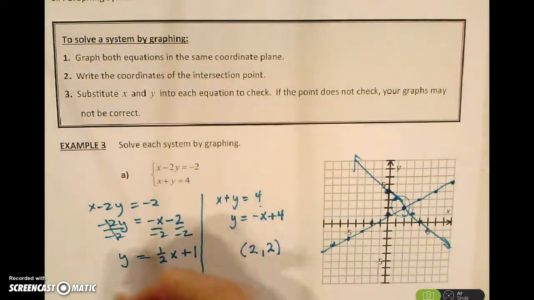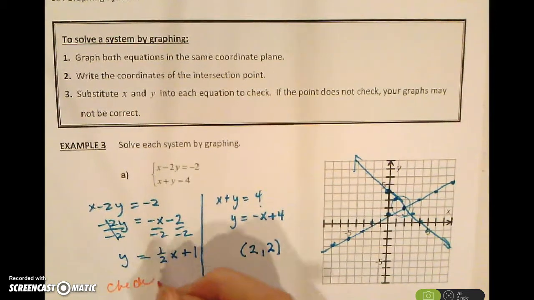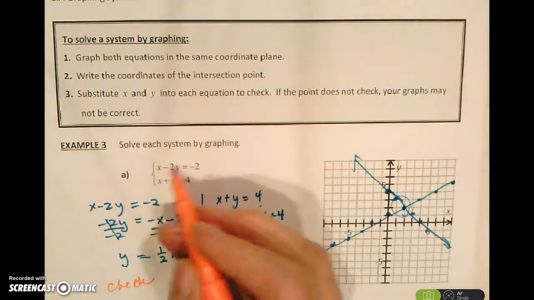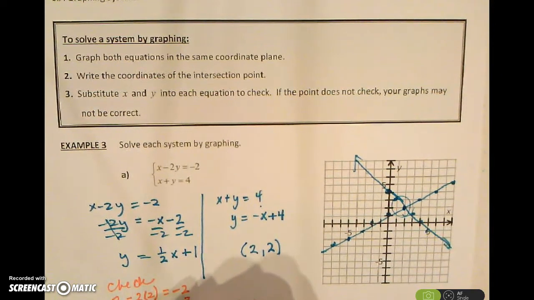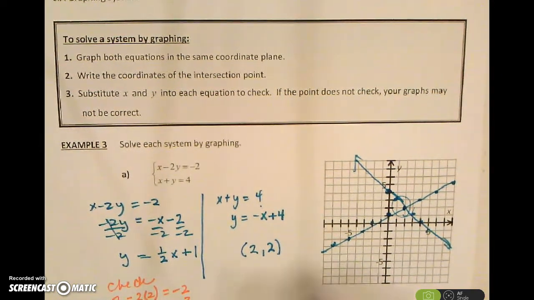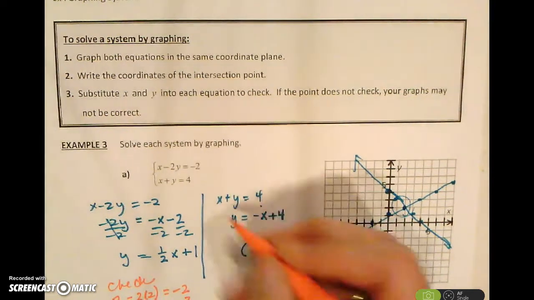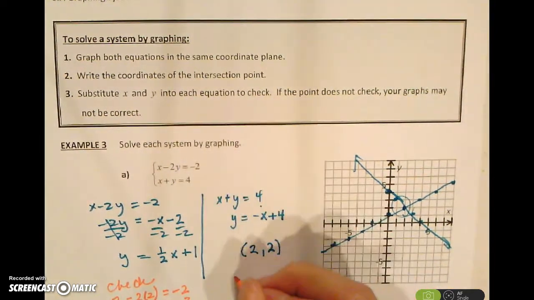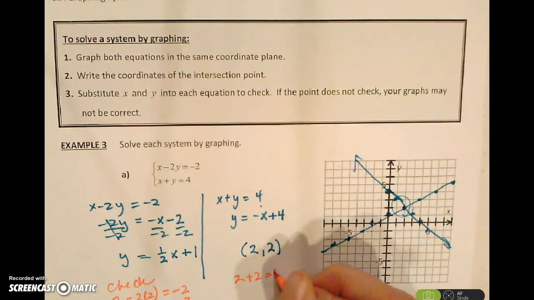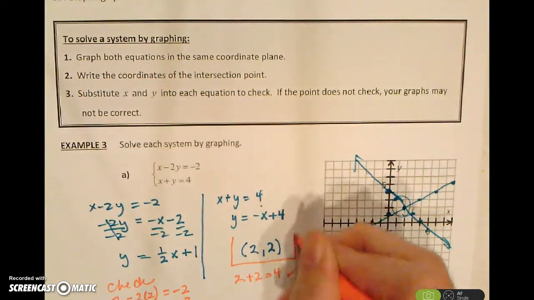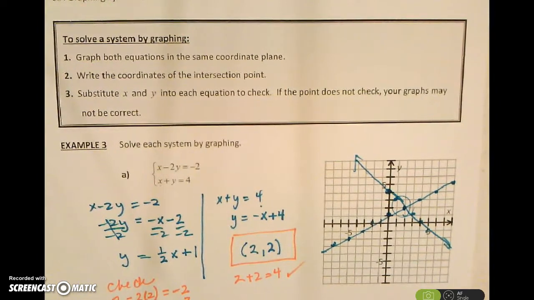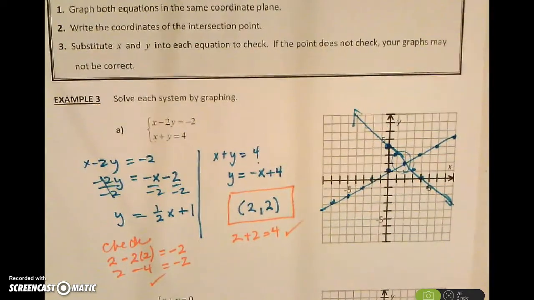Now let's check it. So when we check it, we're going to put 2, 2 into our equation. So that's going to be 2 minus 2 times 2 is equal to negative 2. So 2 minus 4 equals negative 2, so we can see that that checks. Then over here, for the second one, putting 2, 2 in, we get 2 plus 2 is 4, and we can see that that checks. So the ordered pair 2, 2 is our solution.